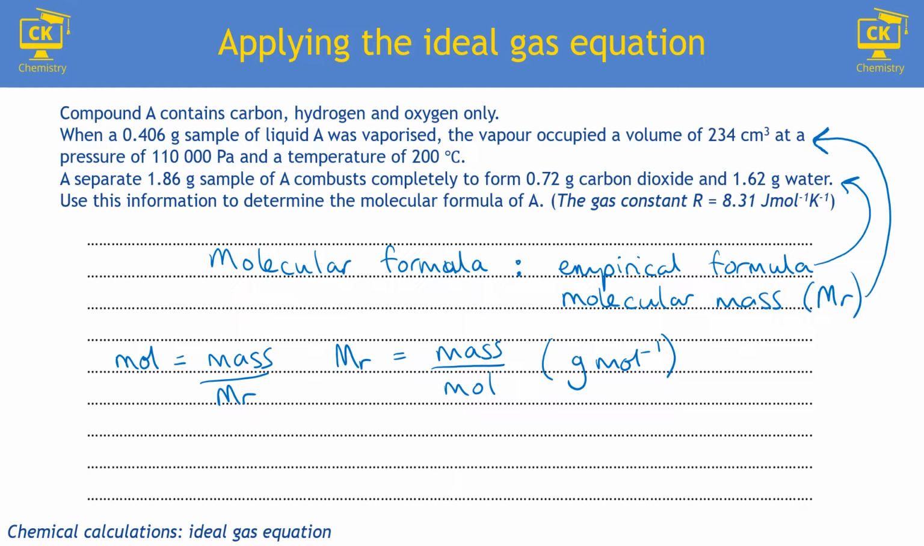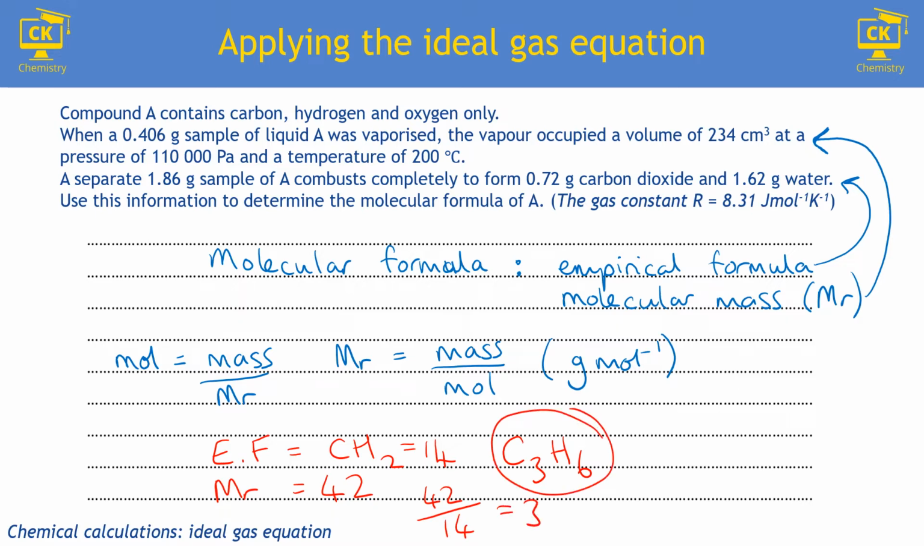And so, for example, if we knew that the empirical formula was CH2 and the MR was 42, we'd be able to put those two pieces of information together to know that the molecular formula was C3H6. And we do that by adding up the 12 for the carbon, the 2 for the hydrogen, which equals 14. We do 42 divided by 14, which equals 3. And that is how we get to our molecular formula.